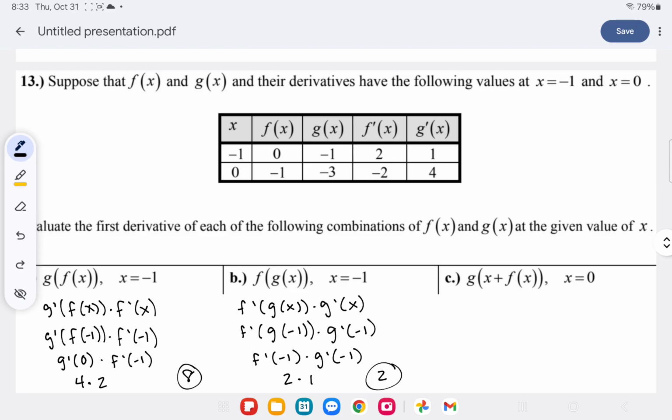For the last one, take the derivative of the outside. So g prime of x plus f of x, that's the derivative of the outside, times the derivative of the inside. Well, the derivative of the inside, the derivative of x is 1, and the derivative of f of x is f prime of x. So that's what this one will look like. Derivative of the outside times the derivative of the inside. Everywhere we see an x, let's go ahead and plug in that 0.